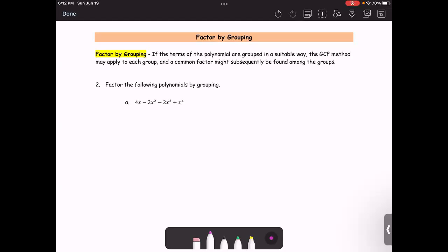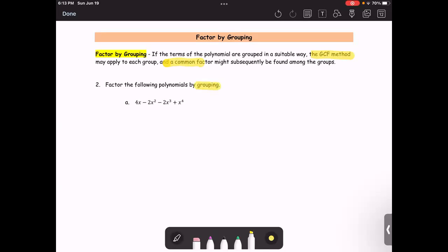Factor by grouping. It is the case that we have the terms of a polynomial grouped in a suitable way. The GCF method, or the greatest common factor method, may apply to each group, and a common factor might subsequently be found among the groups. Let's see an example. For this example too, we factor the following polynomials by grouping.